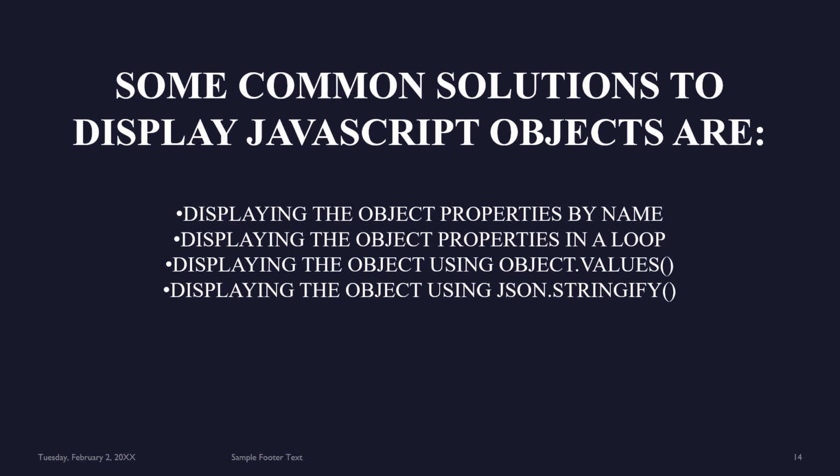Some common solutions to display JavaScript objects are displaying the object's properties by name, displaying the object properties in a loop, displaying the object using Object.values, and displaying the object using JSON.stringify.